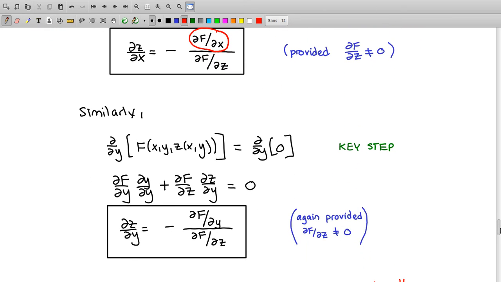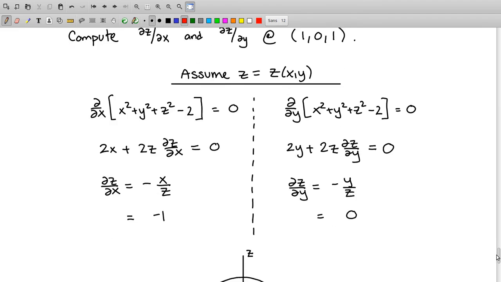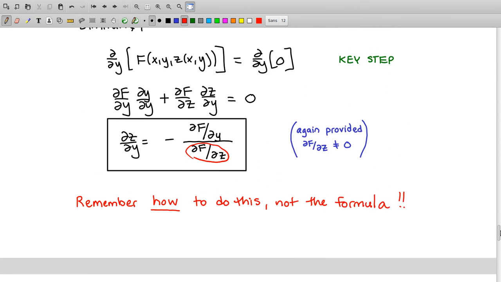Similarly, we can take the partial derivative with respect to y of both sides and get a very similar formula for the partial derivative of z with respect to y. Again, this is only valid assuming that partial f partial z is not 0. The last comment I'll make is not on the page. It's on the next page.